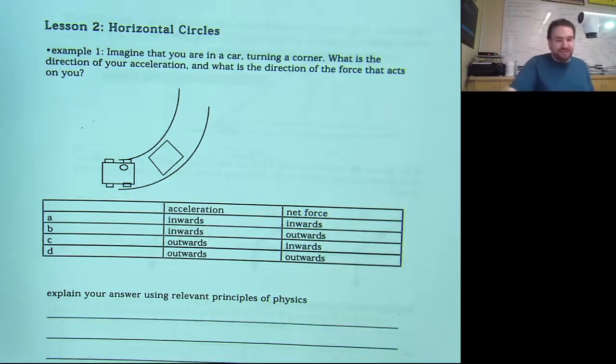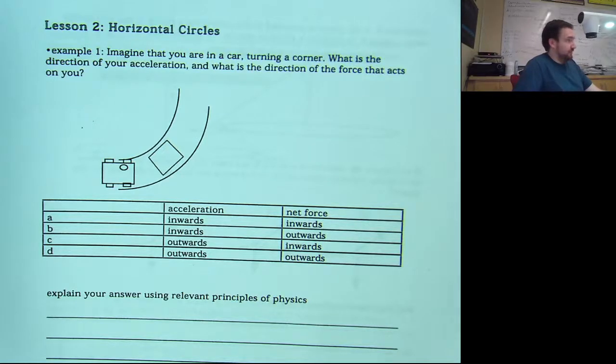Here we go. Horizontal circles. Basically, the next couple lessons are an analysis of horizontal circles and vertical circles. The only difference between these two types of situations is the kinds of forces that are causing inward acceleration.